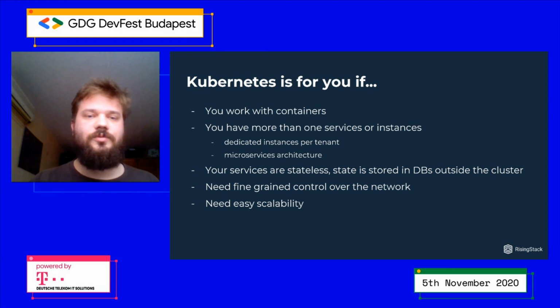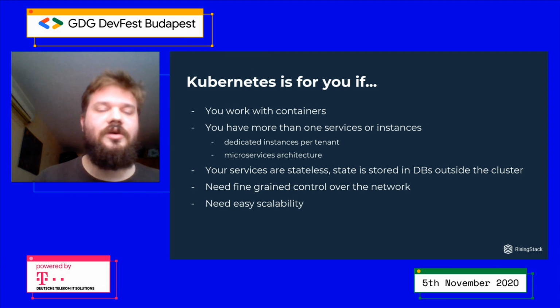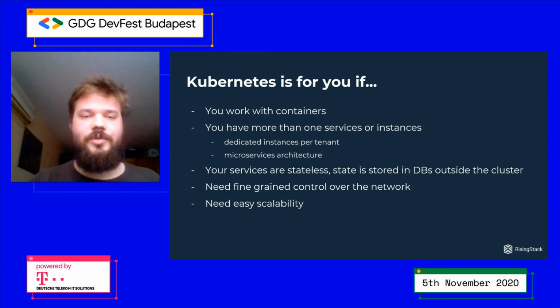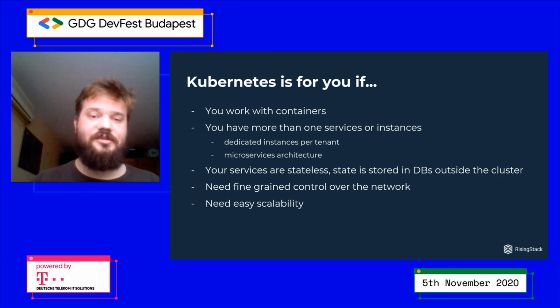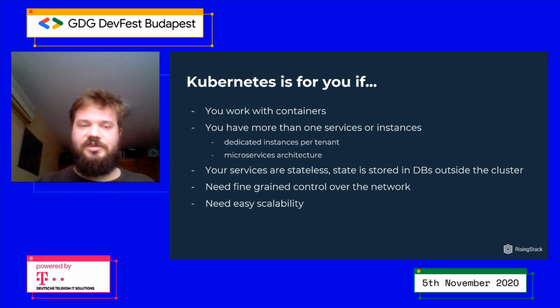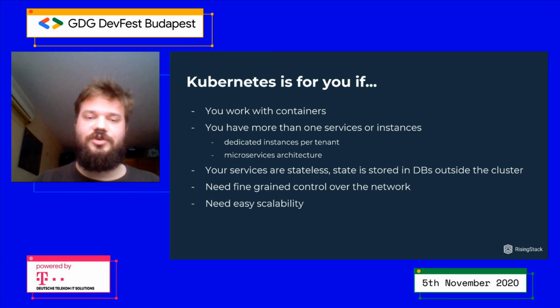First and foremost, Kubernetes is for you if you work with containers. Kind of speaks for itself for a container orchestration system. But you should also have more than one service or instance. Say you have a huge microservice architecture, or you have dedicated instances per tenant, having a lot of tenants as well. And you're also going to see in a lot of places that your services should be stateless, and your state should be stored in databases outside of the cluster. And we're going to talk about that a little bit later.